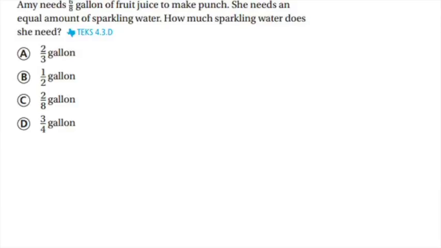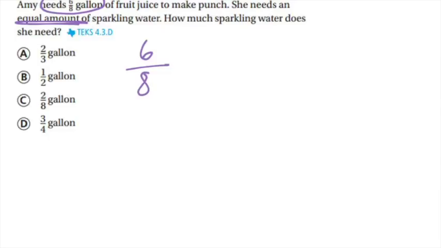Number 7. Amy needs 6/8 gallon of fruit juice to make punch. She needs an equal amount of sparkling water. How much sparkling water does she need? So they tell us how much she needs, 6/8 gallon of fruit juice, and then she needs something equivalent to that, something equal. So we're looking for which fraction is equivalent to 6/8.